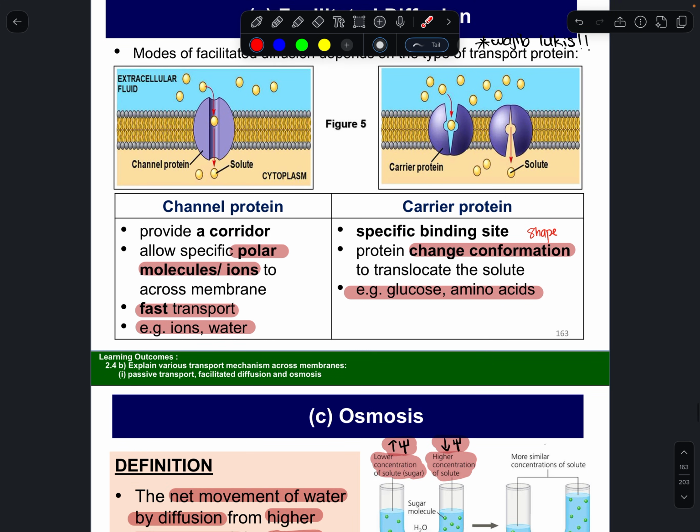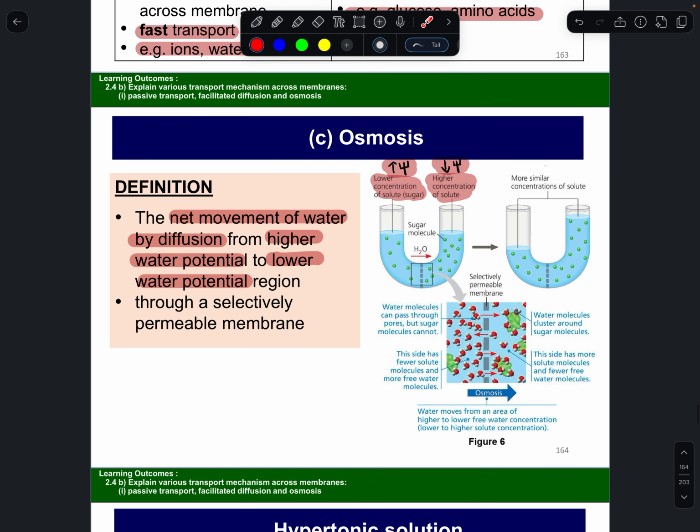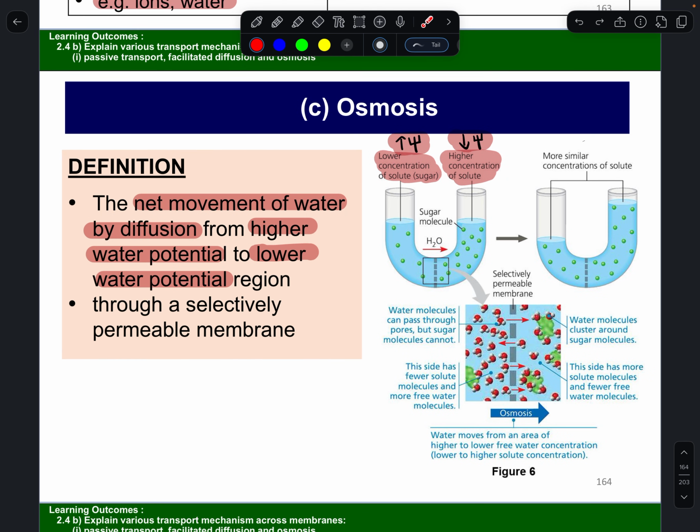Alright. And then the very last one, this is the concept of osmosis. Remember, when it comes to osmosis, it always has to do with water only. Water only. So from the definition, it's a net movement of water. Nampak sini, water by diffusion. Water always diffuse. Walaupun kamu boleh cakap water transport ke apa kan, tapi gunalah the term yang betul, which is diffuse. Always remember, water will always diffuse from higher water potential.